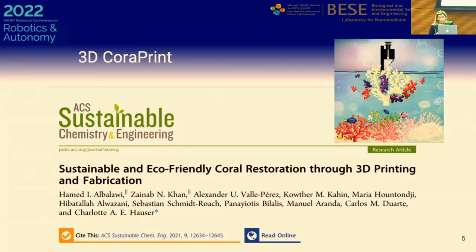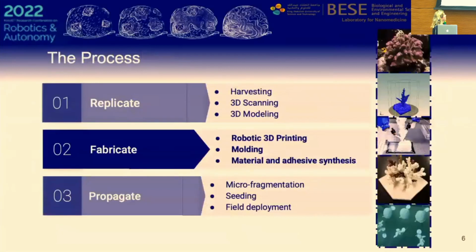Now let's see how the robots come in. That process actually has three major steps. You have to replicate the material, the corals, meaning harvesting it, scanning it, making a CAD model after scanning, and then using this for the printing. There, the idea came in that we use better robotic printing. This is Professor Park, who will talk about this in more detail, how that really functions. So this is just the overview.